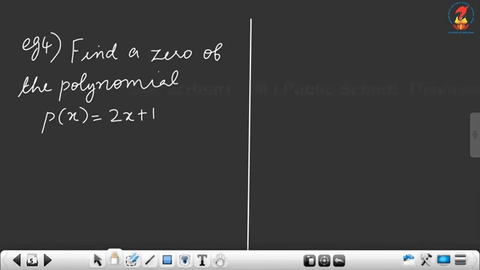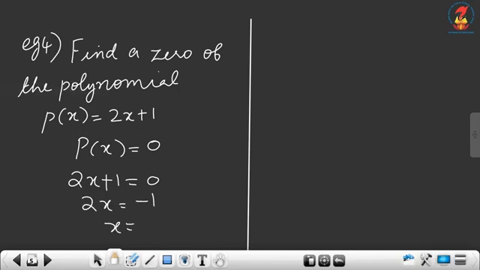Then find a 0 of the polynomial p of x is equal to 2x plus 1. If you want to find the zeros, what you have to do is equate it to 0. P of x is equal to 0. So, we can write 2x plus 1 equal to 0. So, 2x is equal to minus 1. So, x is equal to minus 1 by 2.